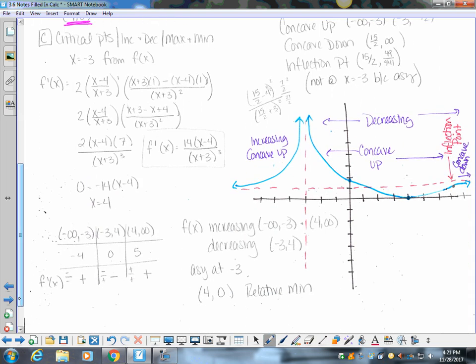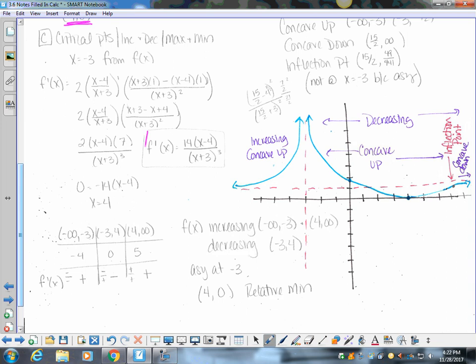Okay, critical points, increasing, decreasing, max, and min. So I know I have issues at x equals -3. That's just because he has an asymptote. To do the derivative, I did a power rule with a chain rule in it. So I pulled the 2 down, knocked 1 off my power, and then I took the derivative of the inside. And then the rest of it is just cleaning. So take your time and walk through that and make sure you're good with the math part of that.